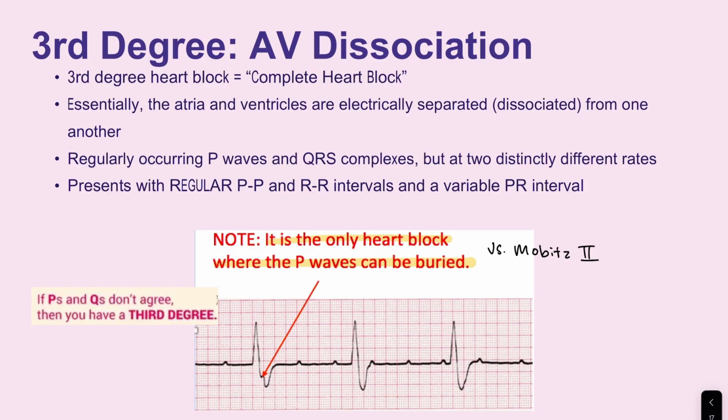Okay, so let's map out our P waves here. We've got a P wave here. Here's a P wave. There's a P wave, P wave, P wave, P wave, P wave, P wave. There we go. See how the interval from P to P is normal, is regular. Okay, and then our interval from QRS to QRS, also regular, but they are clearly not talking to each other, and we have buried P waves. Okay, if P's and Q's don't agree, then you have third degree.